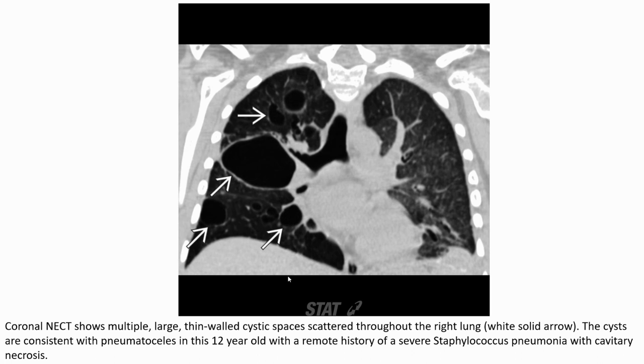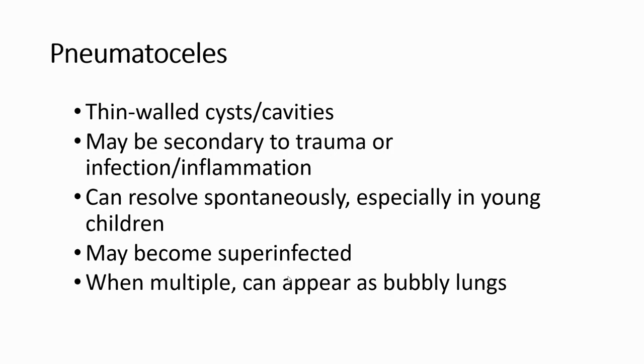The CT non-contrast in coronal view shows multiple cystic spaces scattered through the right lung. The cysts are consistent with pneumatoceles in this 12-year-old with a remote history of severe staphylococcus pneumonia with cavitary necrosis. What is a pneumatocele? Its characteristic is a thin wall cyst or cavity, may be secondary to trauma or infection or inflammation, can also occur spontaneously, especially in young children, may become superinfected, and when multiple can appear as bubbly lung.